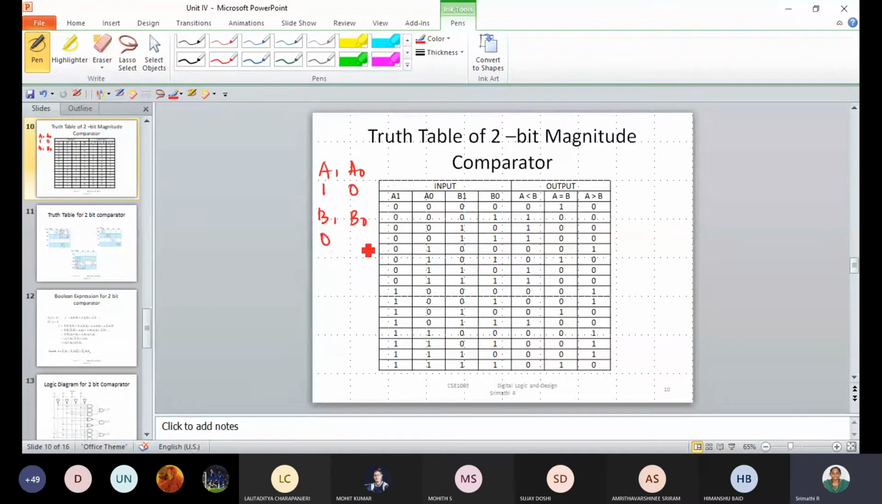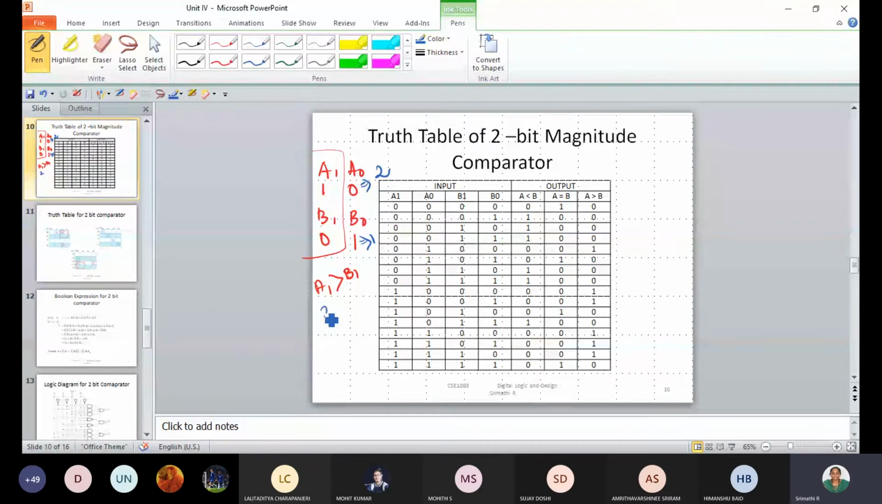Always start from the most significant bit comparison. See if A1 is greater than B1. What is this 1 0? Its equivalent decimal is 2, whereas 0 1 is equivalent to decimal 1. So comparing A and B, 2 is obviously greater than 1. This can be easily done by comparing only the A1 and B1 bits. If A1 is greater than B1, definitely A will be greater than B, because the most significant bit decides which number is greater. So obviously A is greater than B.